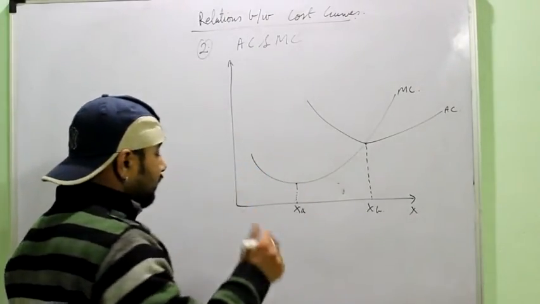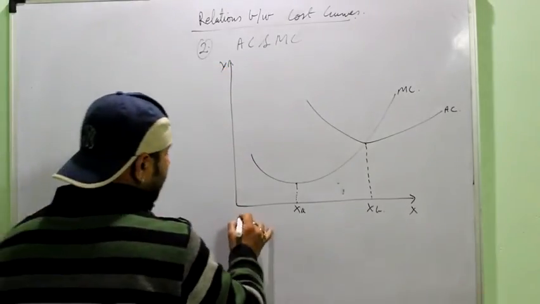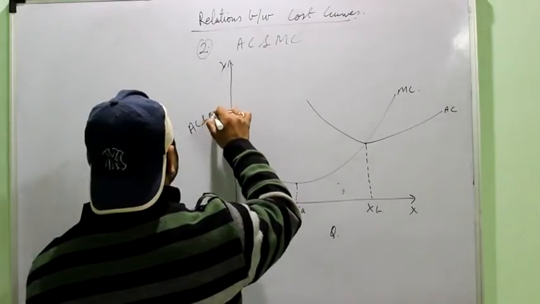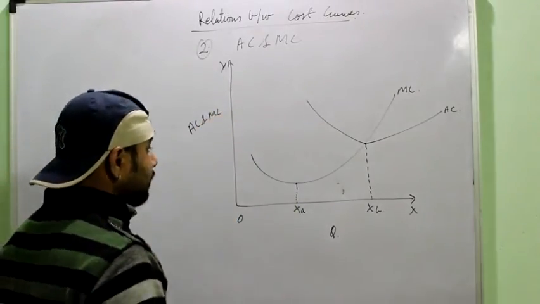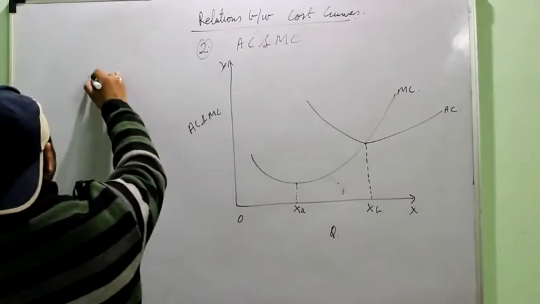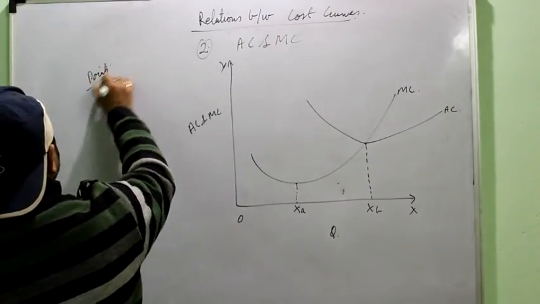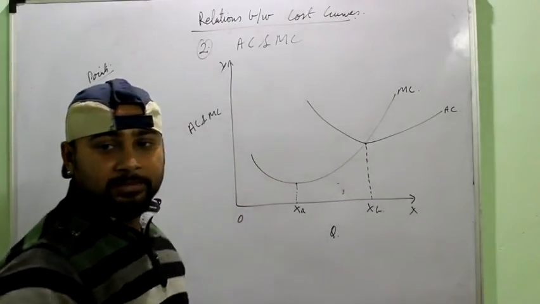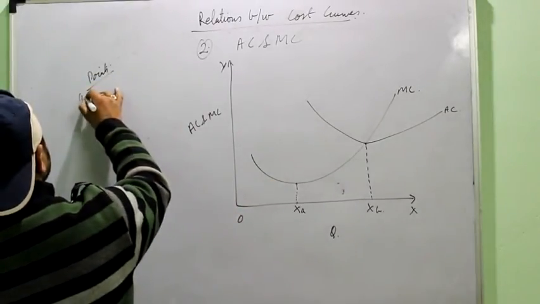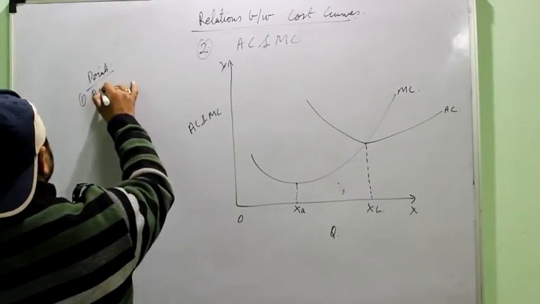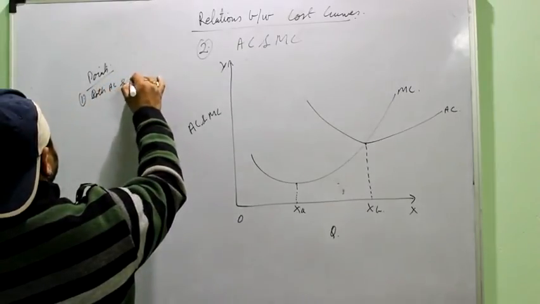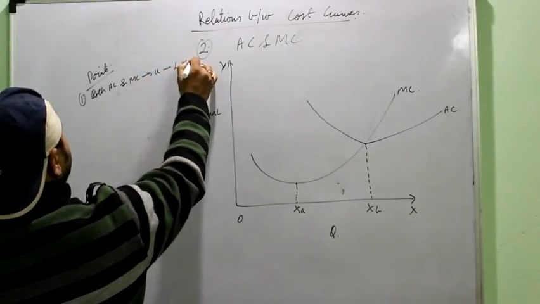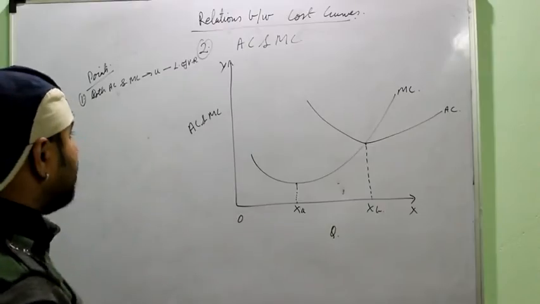When you explain this, obviously you have to mark what you are showing on the various axes. Here I have the output, here I have the AC and MC. When you are explaining the various points, the first thing is that both AC and MC are U-shaped, and the reason is the law of variable proportions. This is the first point.